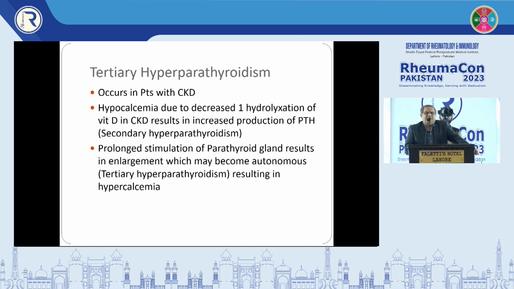Tertiary hyperparathyroidism occurs in patients with chronic kidney disease. Hypocalcemia due to decreased 1-alpha hydroxylation of vitamin D in chronic kidney disease results in increased production of parathyroid hormone. This is known as secondary hyperparathyroidism. But sometimes the secondary hyperparathyroidism becomes autonomous and results in hypercalcemia. Then it is known as tertiary hyperparathyroidism. In tertiary hyperparathyroidism, there is hypercalcemia. In primary hyperparathyroidism, there is hypercalcemia. But in secondary hyperparathyroidism, there is increased PTH level, but the calcium level is actually low.